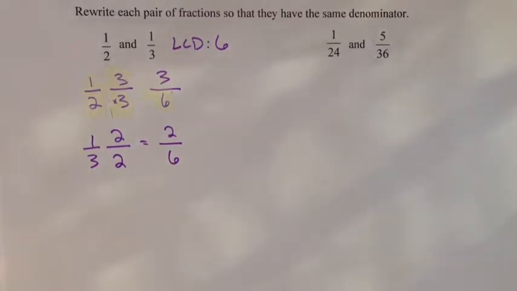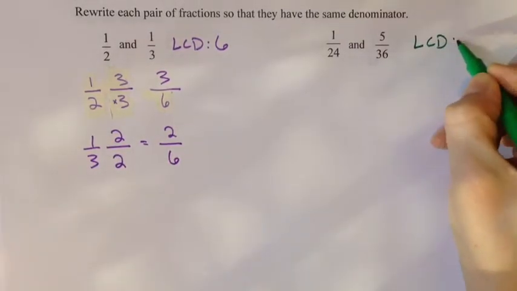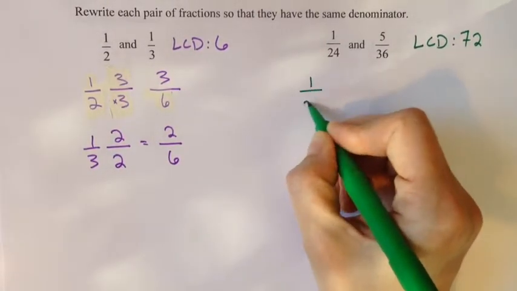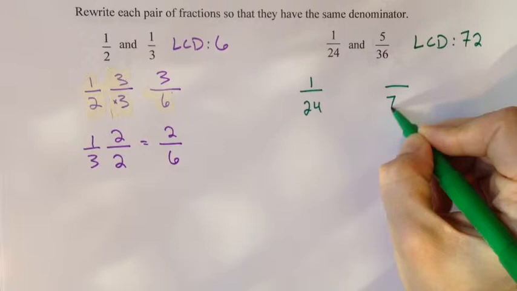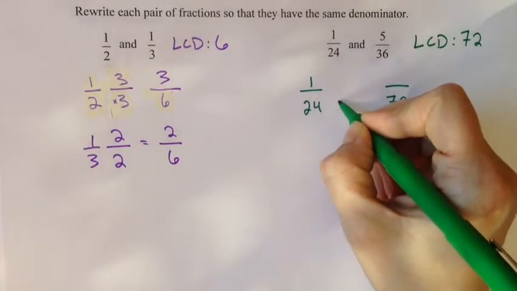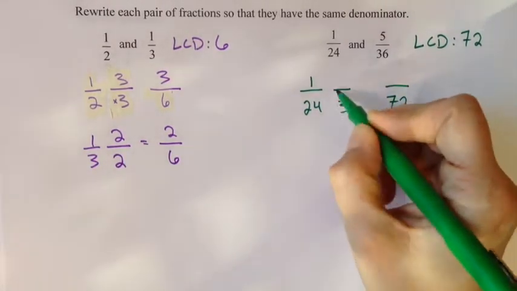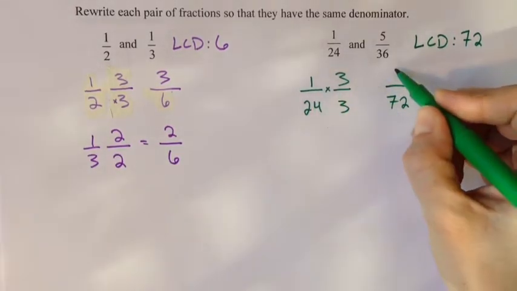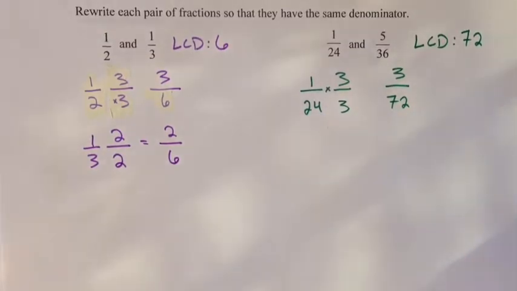Now let's do the same thing for our 1 over 24 and our 5 over 36. Remember that we found the LCD to be 72, so that's my goal denominator. Write down 1 over 24. My goal over here is to get a denominator of 72. What do I need to multiply 24 by to get 72? That may not be something that you know off the top of your head, but you can grab your calculator and do some experiments and find that if you multiply 24 by 3, you'll get 72. Of course, if I do that to the bottom, I got to do the same thing to the top. 1 multiplied by 3 is 3. 24 multiplied by 3 is 72.